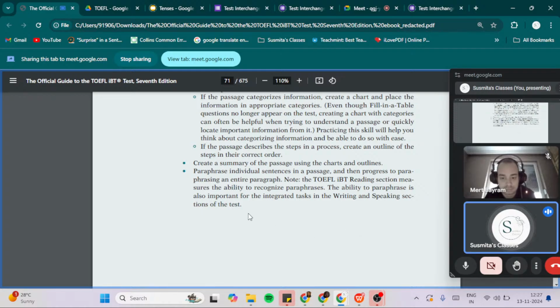But something that you should practice from this is paraphrasing, because that will become very important for you in writing task 1 that we have. Over there also you have a reading passage and you have to write based on that reading passage plus the lecture. So the art of paraphrasing is very, very important for us.